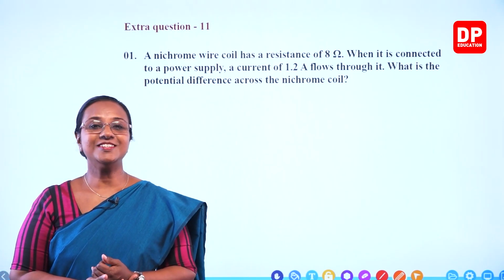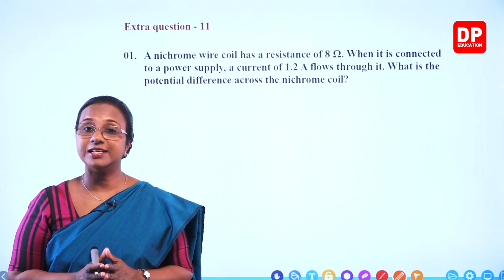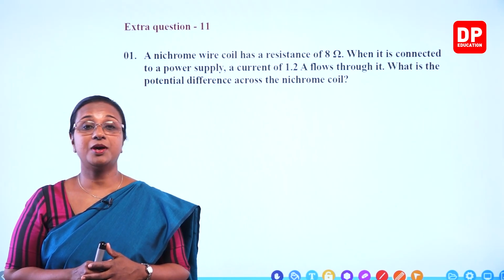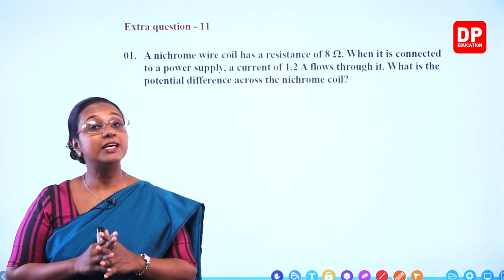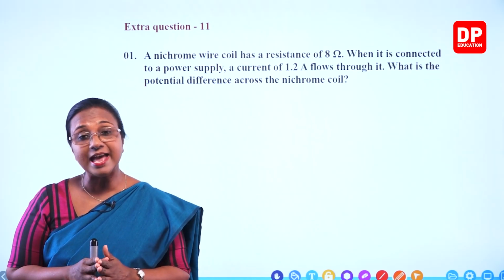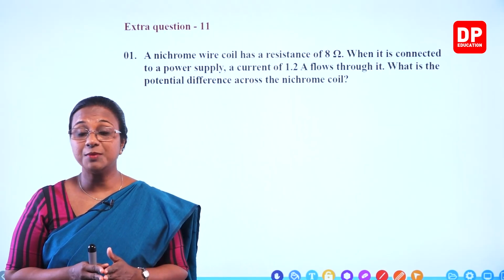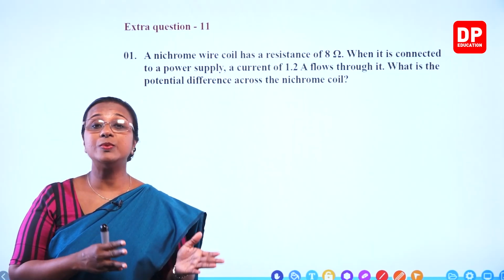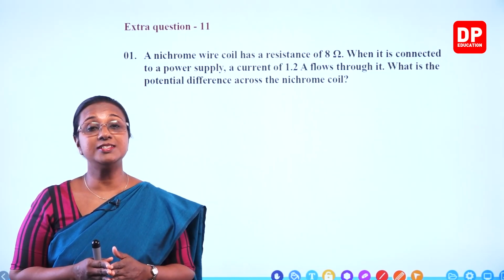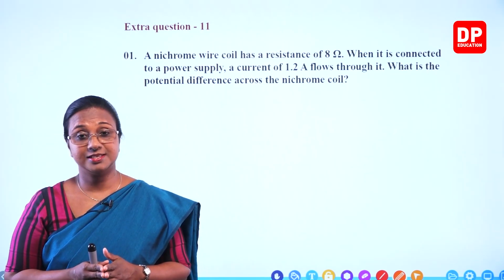Hello my dear students. So I'm going to continue with the extra questions related to current electricity. We have discussed some questions in the previous chapter as well. So you're familiar with the concepts. We started off by discussing static electricity and current electricity. Then under current electricity, the relationship Ohm's law, where we discuss V equals IR, where V is the voltage or the potential difference, I is the current flow, and R is the resistance.